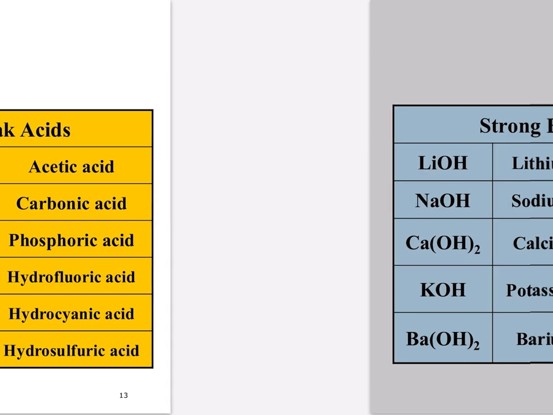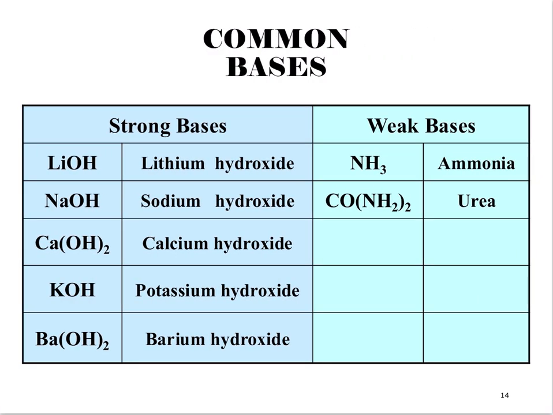Okay. And then here we have strong bases and some weak bases. And so like I said, most of the strong bases are going to be ionic compounds. And what do you notice about all of these strong bases? What's a common theme you see with all of the strong bases? I guess there's a couple common things, but what do you guys notice about the chemical formula for all of them?